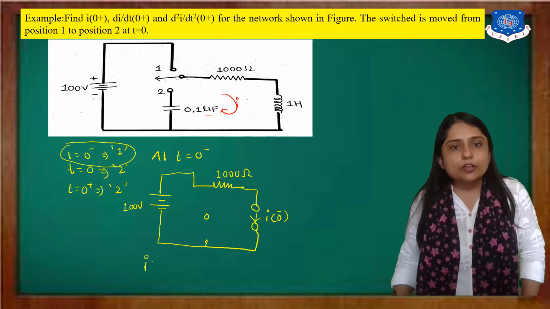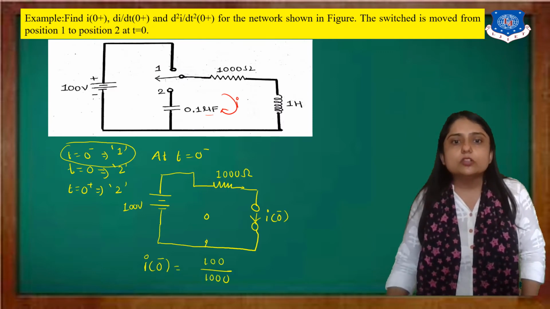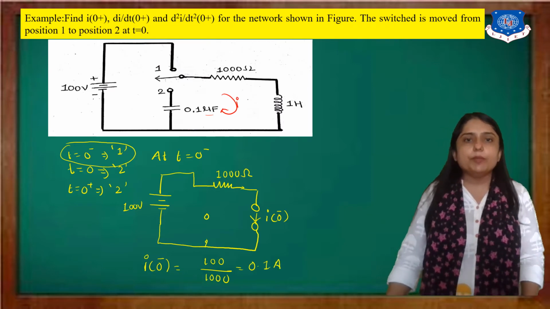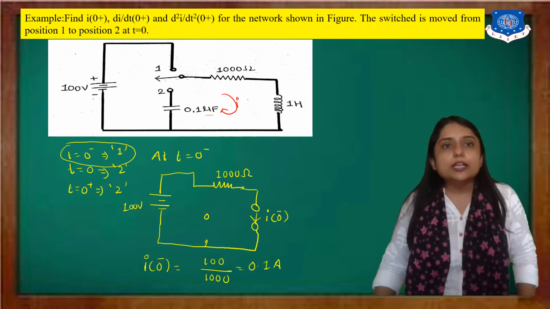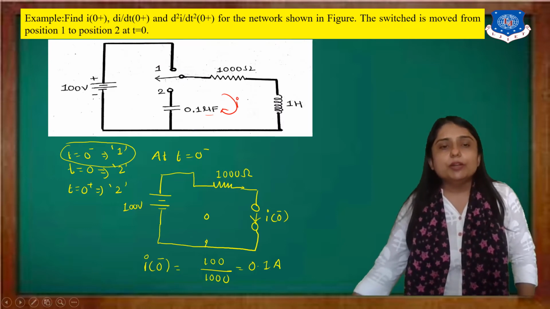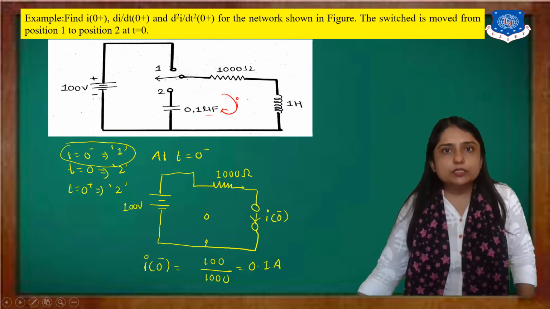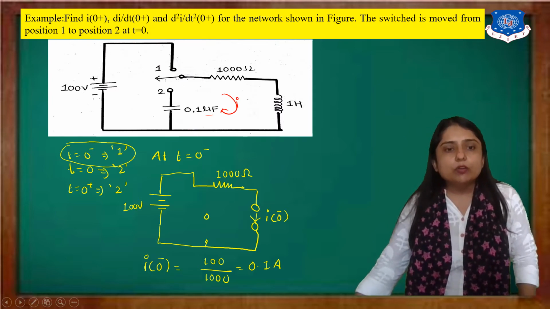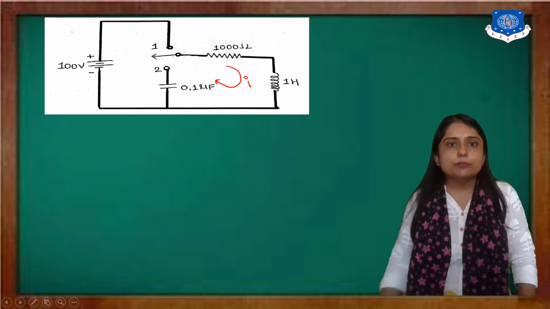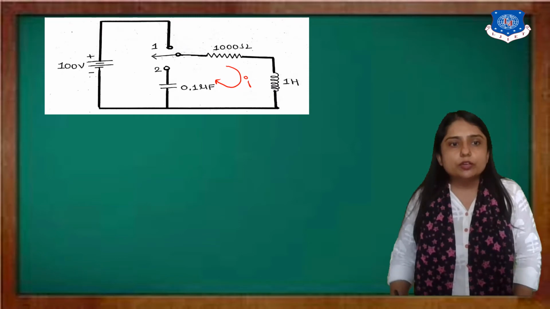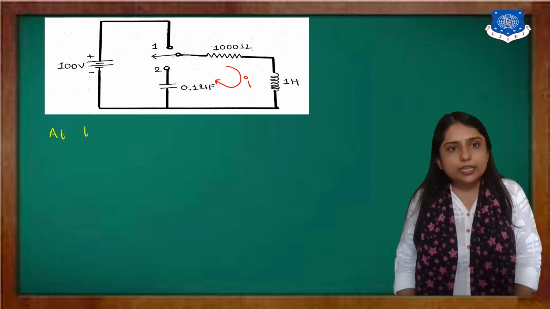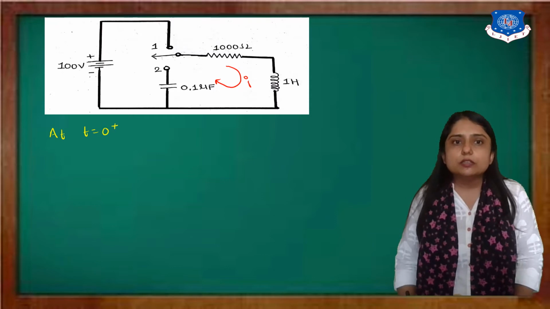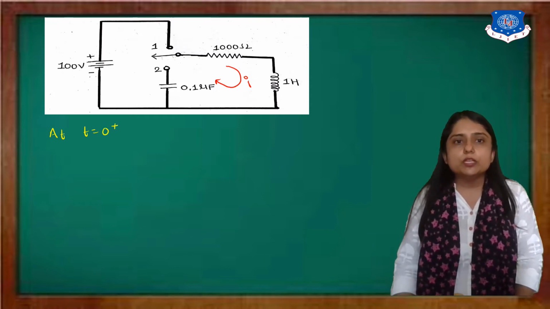So the value of I(0-) will become 100 divided by 1000, that equals 0.1 ampere. So the value of current I(0-) will become 0.1 ampere. Now we want to find I(0+). For that, we have to consider our circuit at position number 2. So at t equal to 0 plus, the switch is shifted from position 1 to position 2.